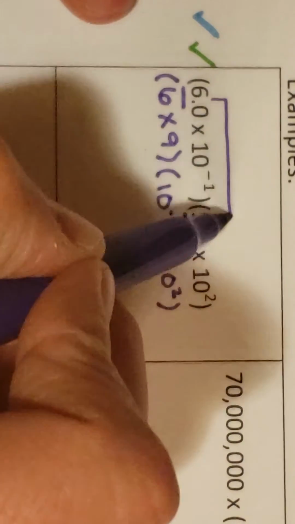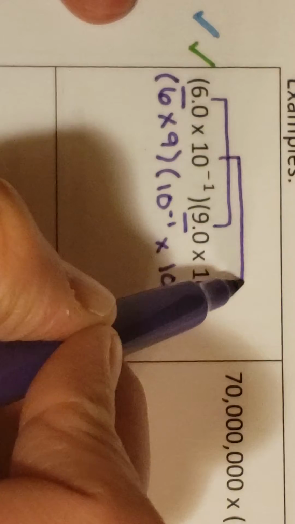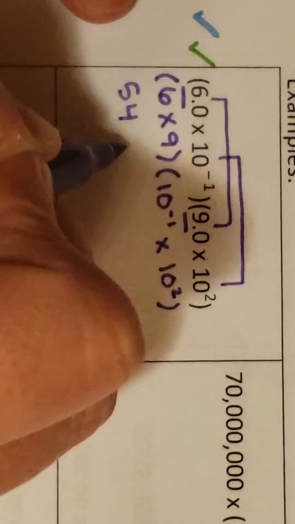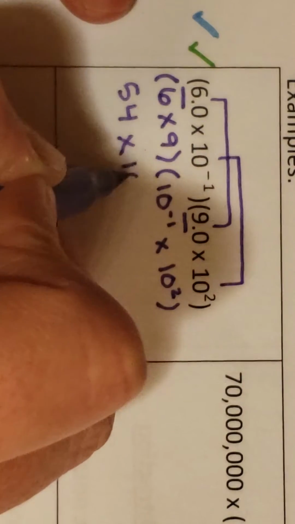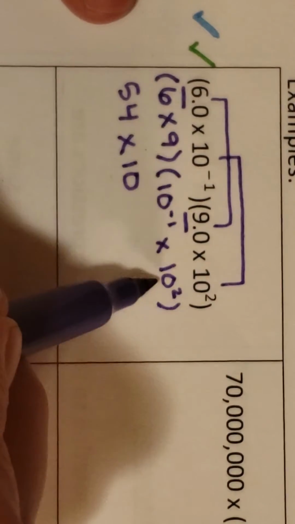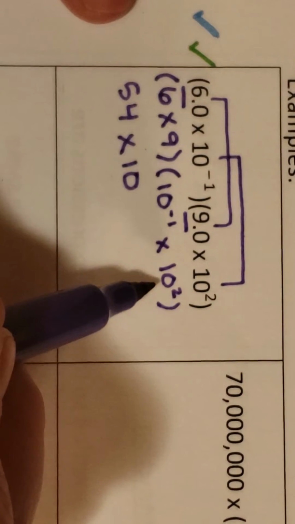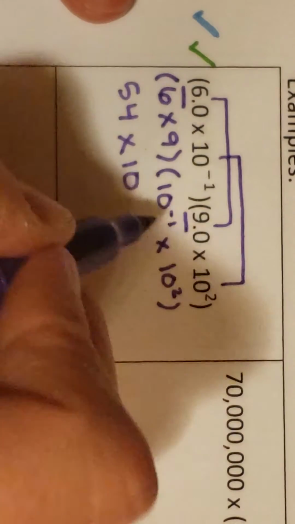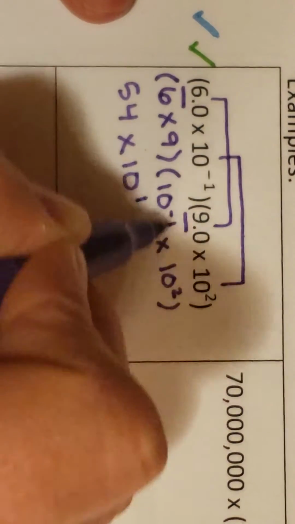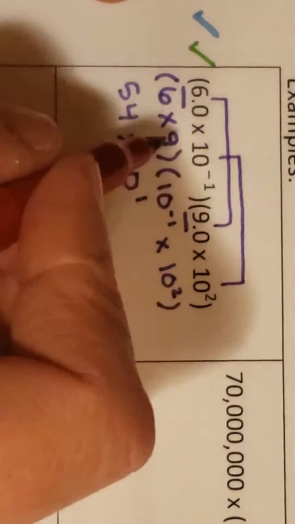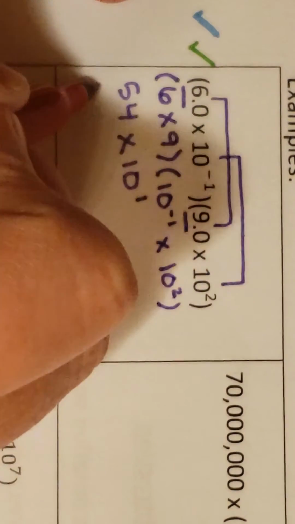So we're multiplying these two together and then multiplying these two together. 6 times 9 is 54 times 10 to the power of. Now remember, when we are multiplying the same base, we do what with the exponents? We add the exponents. So negative 1 plus 2 is 1, or 2 minus 1 is 1. And then finally, adjust so that we are in scientific notation.